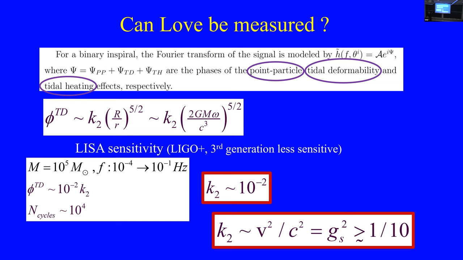And there are typically three contributions. One is the standard GR calculation. That's where the amplitude calculations come in. You need to do that very precisely, then the tidal deformation, the Love number. And then there's also tidal heating, which I'm assuming, for reasons that if you wish I can explain, is small.